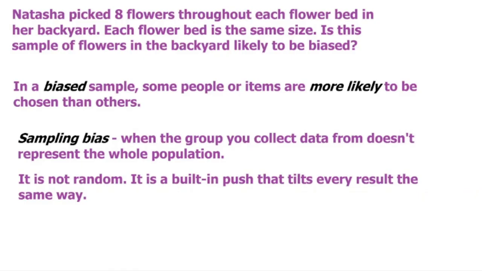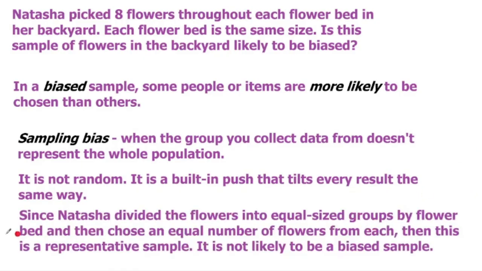Okay. So finally, since Natasha divided the flowers into equal-sized groups by flower bed and then chose an equal number of flowers from each, then this is a representative sample. It is not likely to be a biased sample. So she randomly chose from each of the flower beds. So that means this sample is not biased.